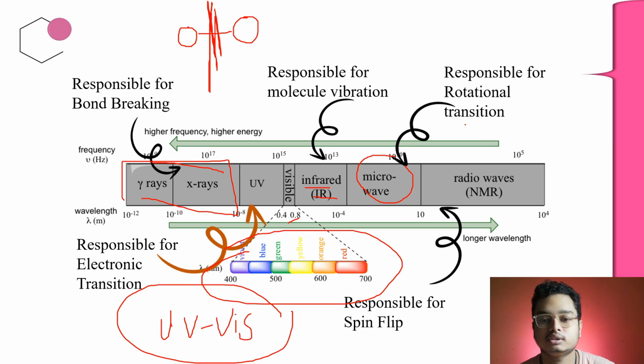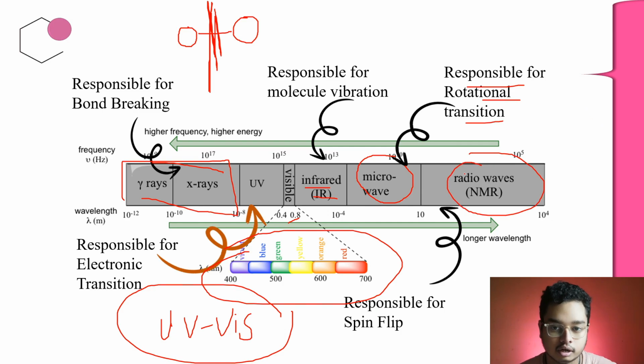And the microwave is actually responsible for the rotational transition, and this is important in physical spectroscopy, not in organic spectroscopy as such. And radio waves have the longest wavelength, but very little energy. So they are not able to do the rotational transition, but they can show spin flipping. This is an interesting point that we will learn in NMR spectroscopy. So I hope this particular slide is clear for you.